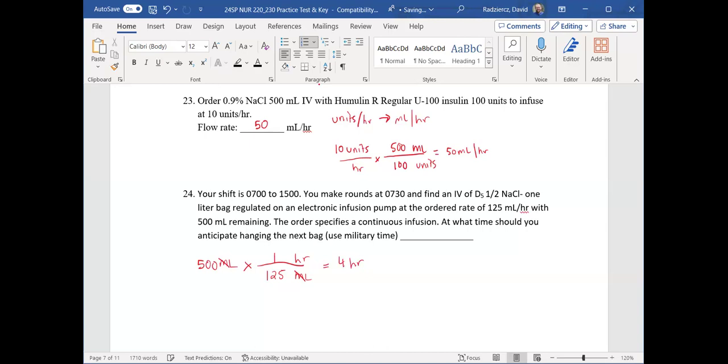Okay. And you're right, Lauren, that's correct. So all you're doing is, once you know the time, 4 hours, you just take the start time, 0730, add the 4 hours, which in military time would be 400, and then you're going to get 1130, which is the same thing as 11:30 a.m. But because it asks for military time, you would answer 1130.